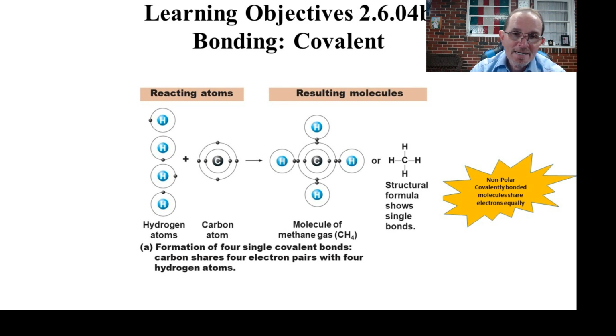Now, carbon, even though it has more protons than the hydrogens, this is a nonpolar bond, and it has to do with the fact that the carbon is pulling all of these guys basically in opposite directions. It's actually what they call a tetrahedron, but you guys don't need to know that, so don't sweat it. CH4 is methane. That's one of the simplest carbon compounds.